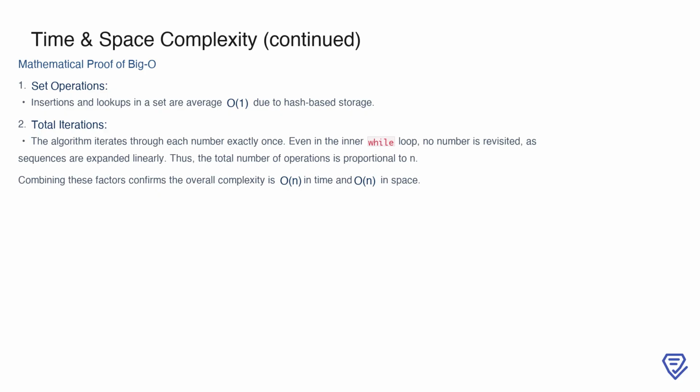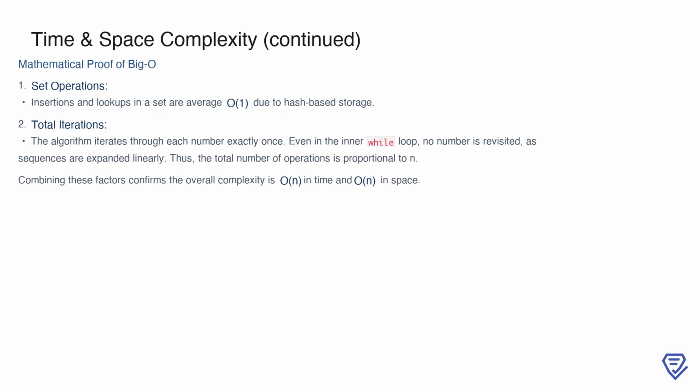First, the set operations, both insertions and lookups, are O(1) on average due to the hash-based storage. This ensures that the creation and use of the set remain efficient. Next, the total number of iterations is linear. Each number in the input is processed exactly once, either in the outer loop or during the sequence expansion in the inner while loop. Importantly, no number is revisited because sequences are expanded linearly from their starting points.